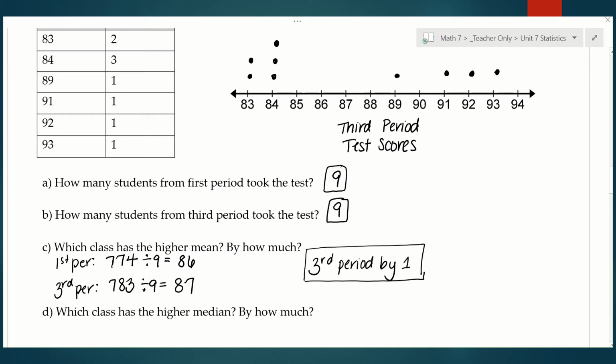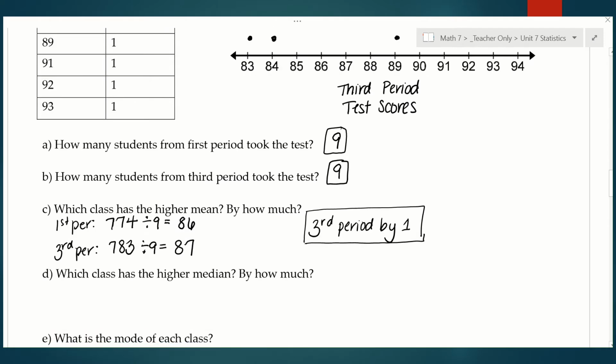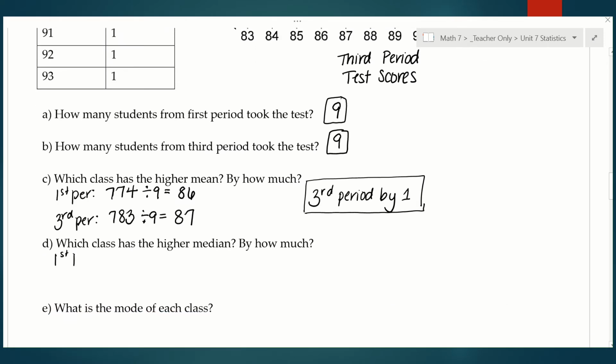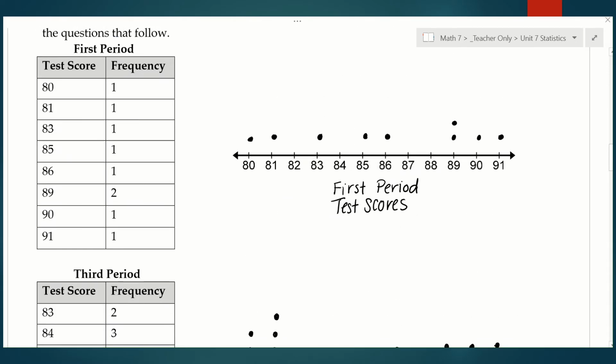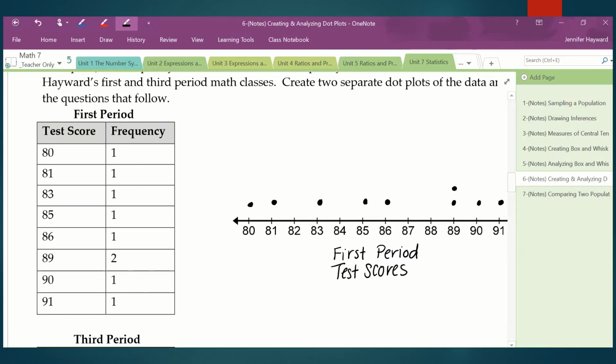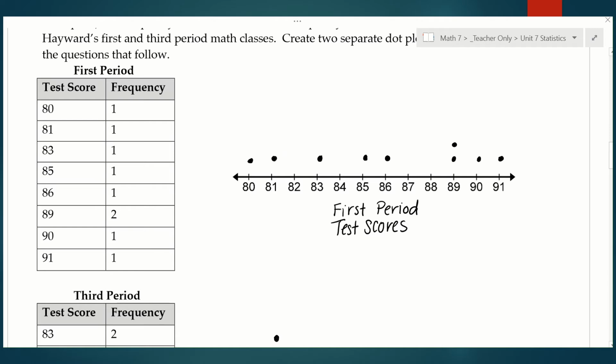Okay, part D, which class has the higher median and by how much? So same thing, but now comparing the medians. So I'm just going to write my 2 periods down here. Okay, so remember, to get your median, we're going to be crossing off from the ends of our dot plot. So let me just change my color here for us. Okay, so when we cross off from the ends, we're going to cross off 80 with 91, 81 with 90, 83 with 89, 85 with 89, and we're left with 1 in the middle, 86.